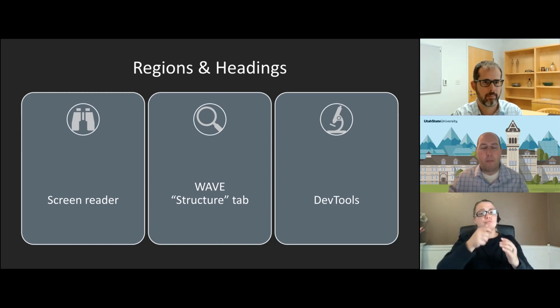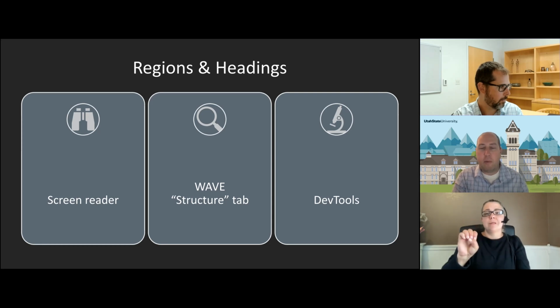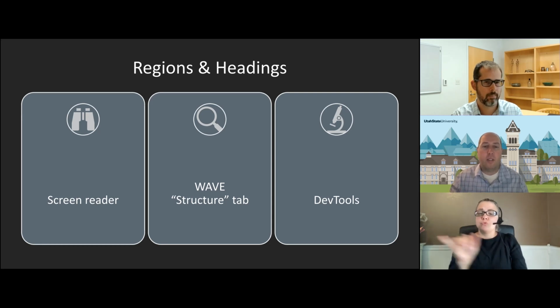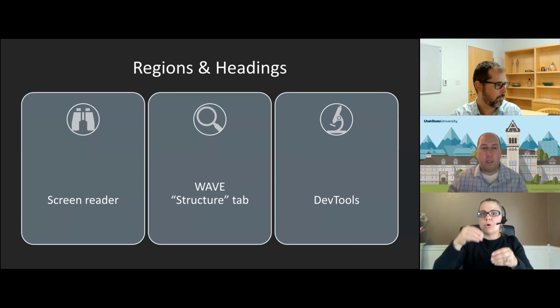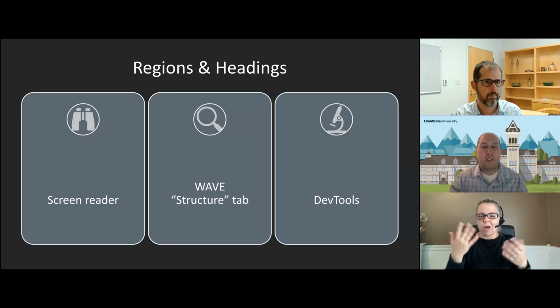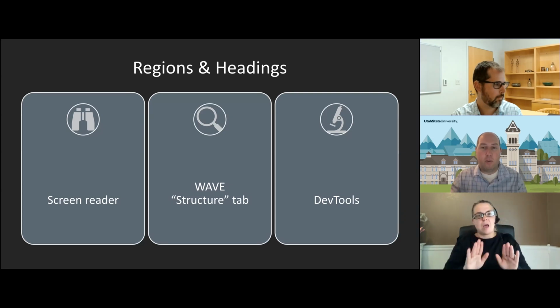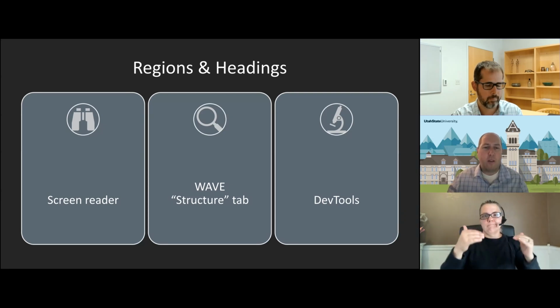On the other extreme, you could use dev tools to actually look at the code, especially if you find an issue in the screen reader. You could then go into the code to see why that particular issue is present. But in this case, WAVE provides a real easy and excellent tool that bridges that gap between the user experience and the code, and that's in the WAVE Structure tab, and John will demonstrate that.